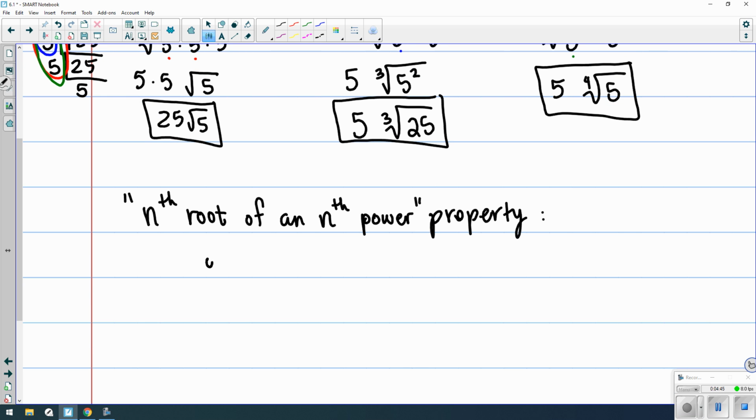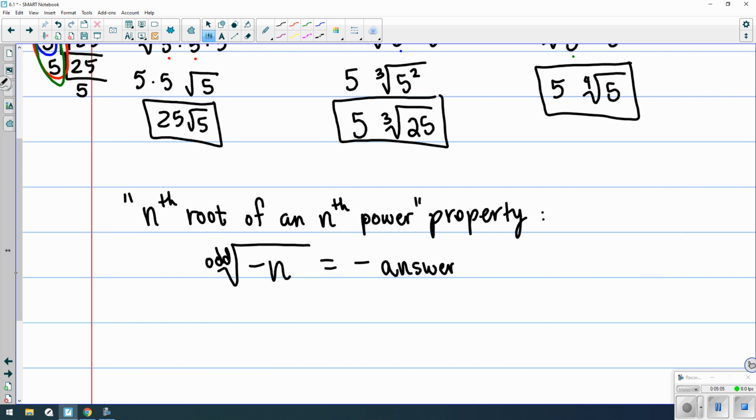If you are looking for the odd root of a negative number, you're going to end up with some sort of a negative answer. Or in other words, you know what? It is okay to take the odd root of a negative number.